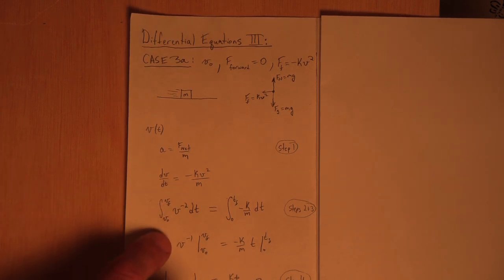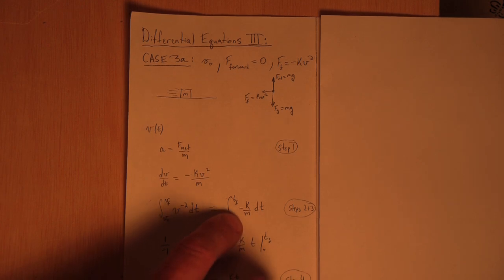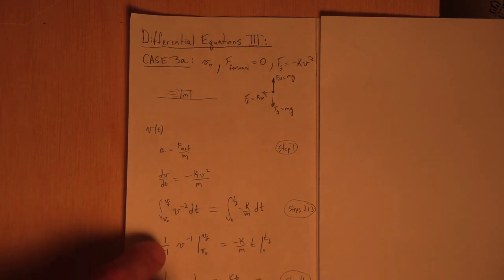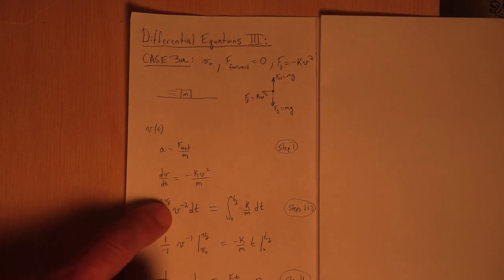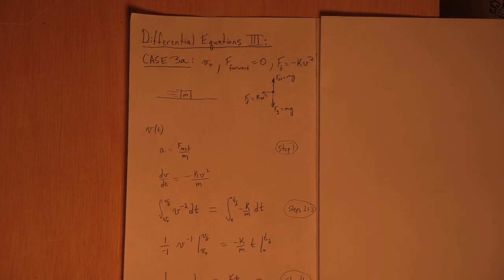That's what we're looking for, v0 to v final. The timer begins at the moment you launch the thing, and then at some later time we want to know what the velocity is. So now we have to integrate both sides. We do that by using a simple power rule. We add 1 to the exponent, negative 2 becomes negative 1 power, and then we divide by that new exponent. And then we have our limits, of course.